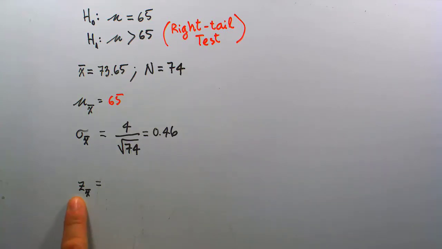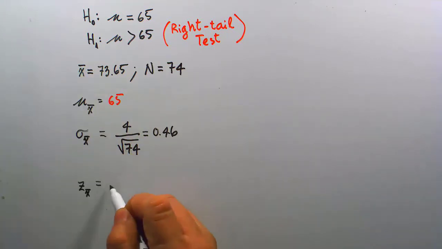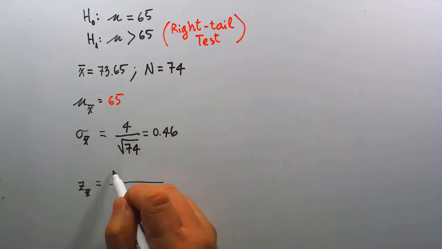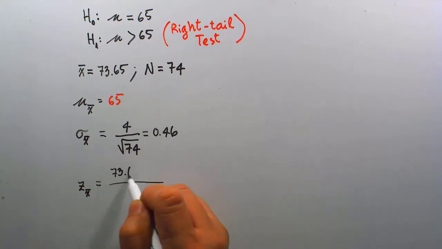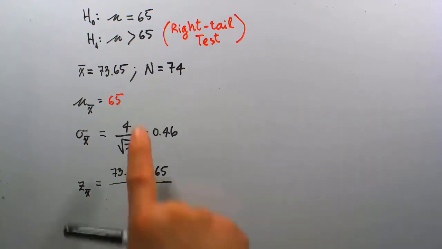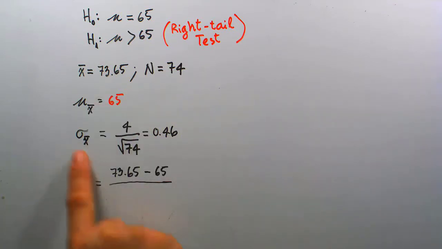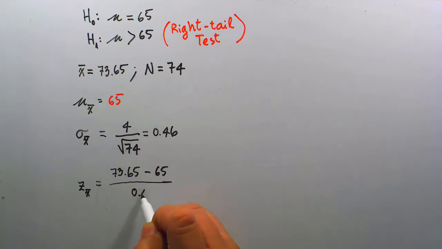And again, anyone viewing this video is familiar with what a z-score is and how to find a z-score. But optionally here I use a subscript x bar to indicate that this z-score is specially calculated for our current sample. So the z-score is from where our current sample value is 73.65. I am going to subtract 65, the center of all sample mean values, and we're dividing that by sigma x bar, which is in this case 0.46. So we're putting 0.46 in the denominator.